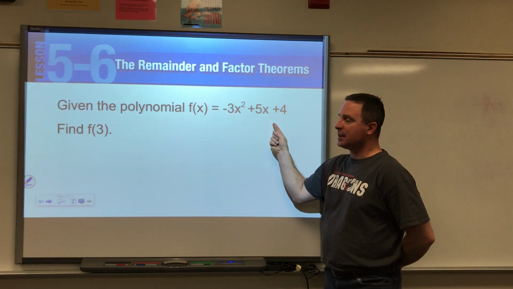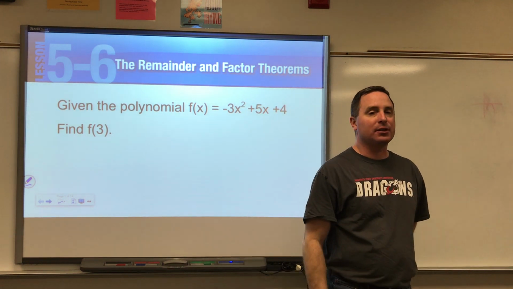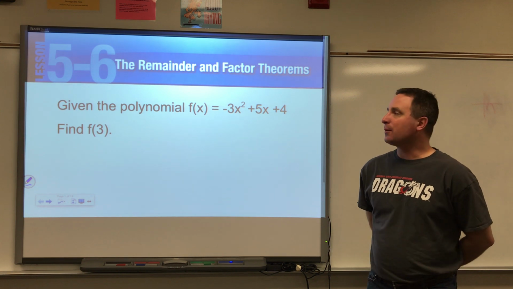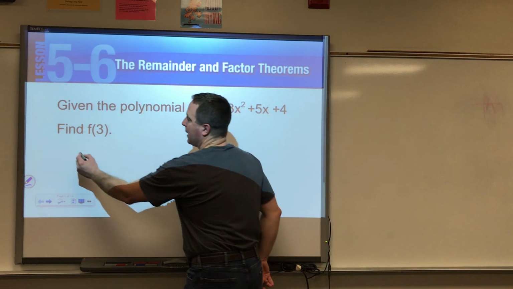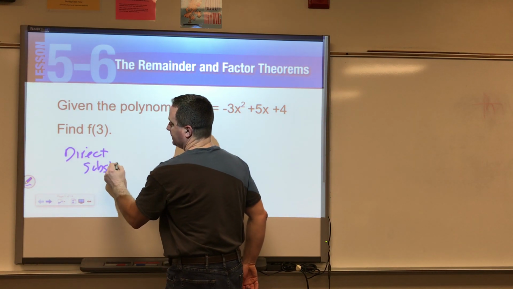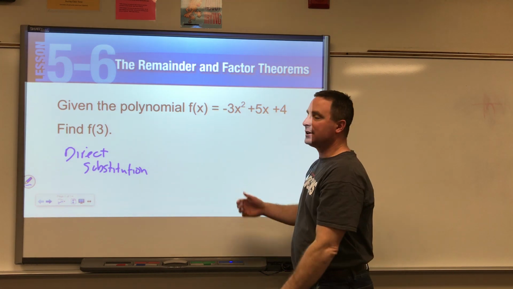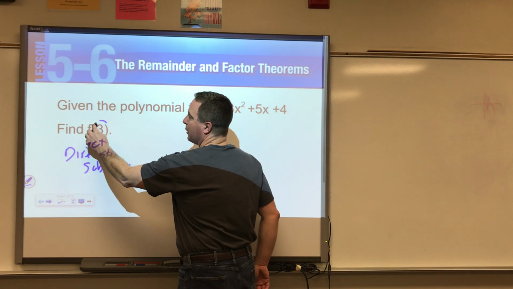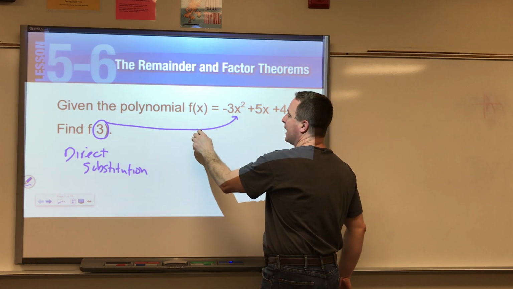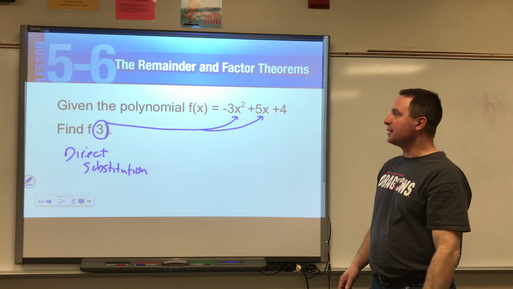We've seen functions like this, and you've been asked to find the value of the function when x equals 3. One way to find that value is the way that we did it before, by what was called a direct substitution. If you remember how this worked, we took the number in the parenthesis and we plugged it in everywhere we saw an x. We directly substituted it in there.